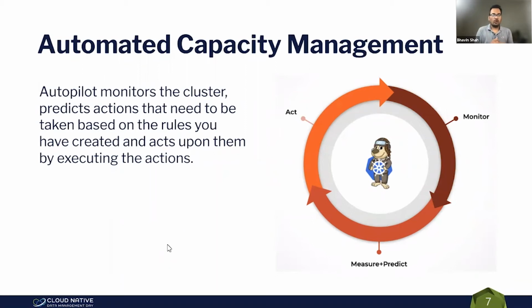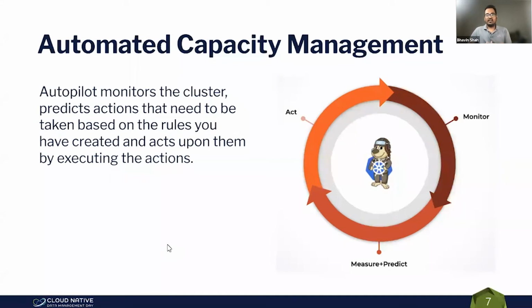The first one is automated capacity management. This is where PX Autopilot will monitor for any updates from the monitoring source, which can be Prometheus, Datadog or Sysdig. It will measure and predict what changes are needed based on the triggers that it receives, and then it automatically acts. So in this case, if my monitoring source is telling me that my persistent volume is already more than 70% full, PX Autopilot can automatically act and expand the persistent volume without any admin intervention.